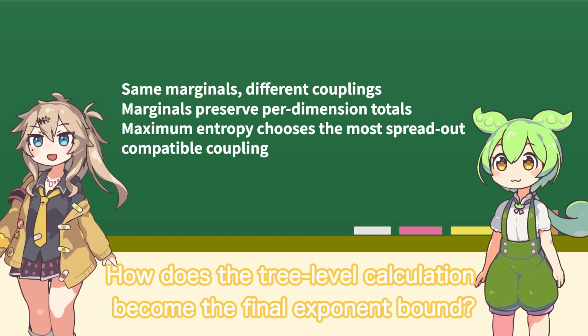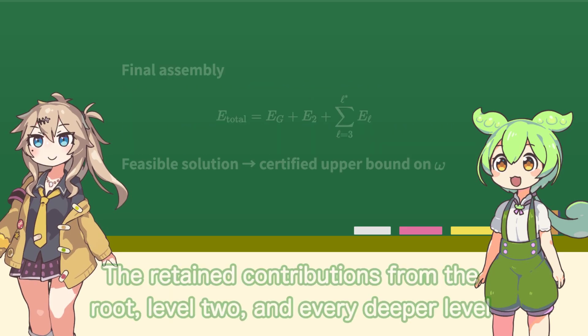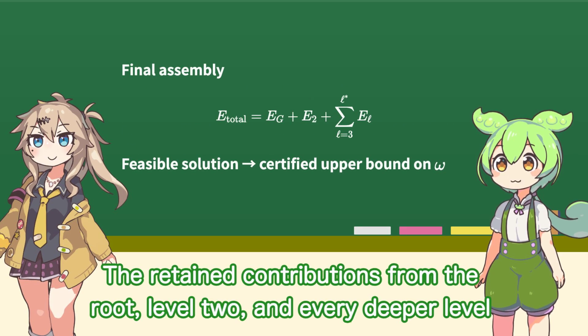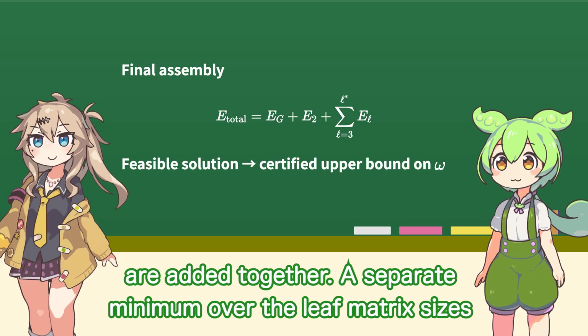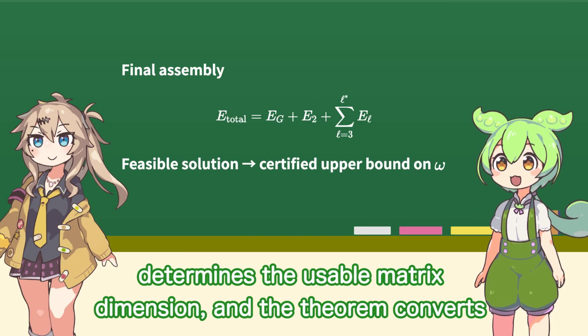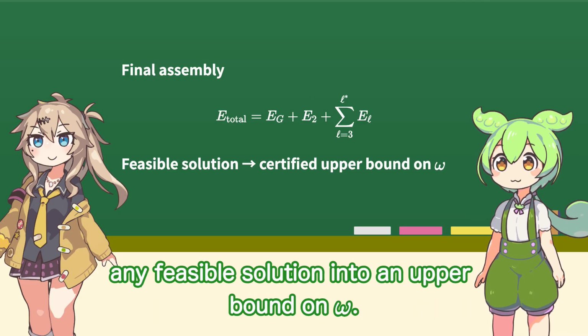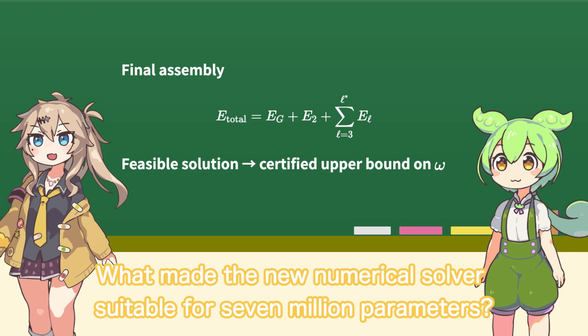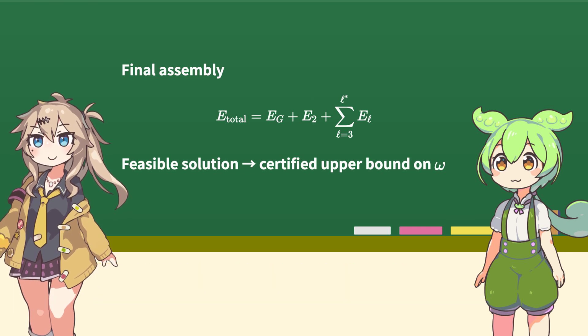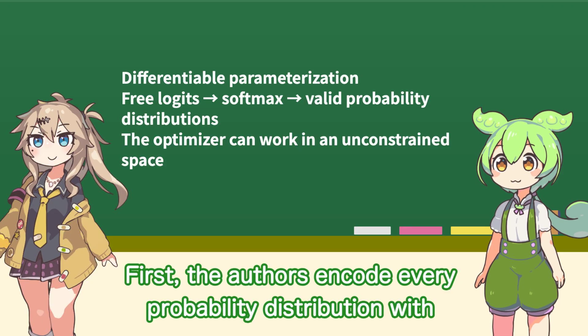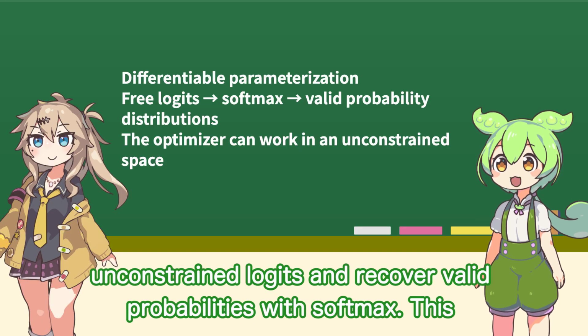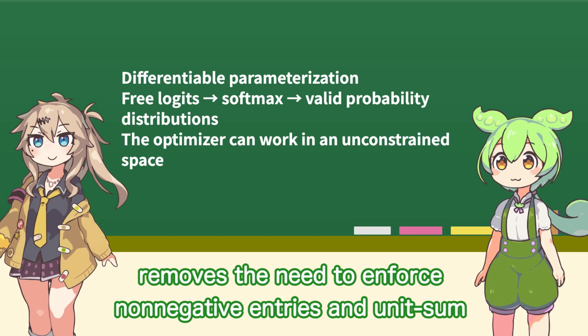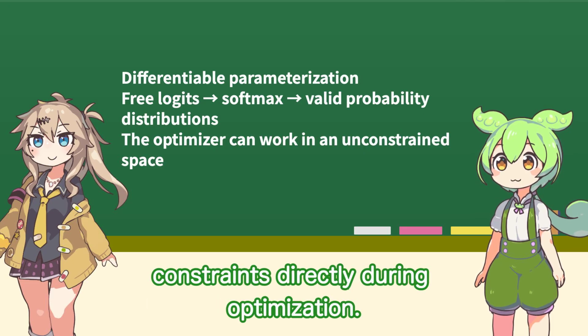How does the tree-level calculation become the final exponent bound? The retained contributions from the root, level 2, and every deeper level are added together. A separate minimum over the leaf matrix sizes determines the usable matrix dimension, and the theorem converts any feasible solution into an upper bound on omega. What made the new numerical solver suitable for 7 million parameters? First, the authors encode every probability distribution with unconstrained logits and recover valid probabilities with softmax. This removes the need to enforce non-negativity and unit-sum constraints directly during optimization.